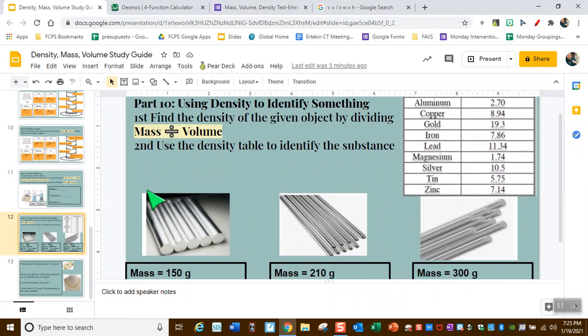So now let's practice using density to identify something.